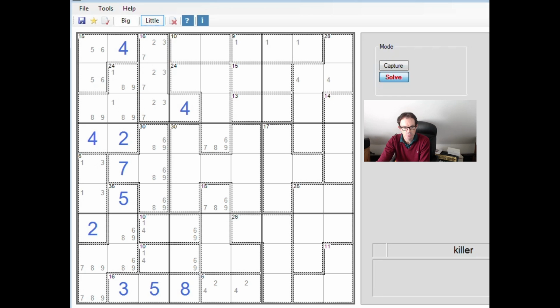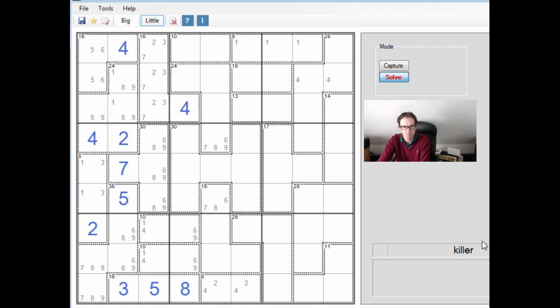Now, can we do any more? Can we restrict that any further? Yes, we can. This can't be a 9, because if this was a 9, these three cells would have to add to 6. They would have to be 1, 2, and 3, which would clash with this arrangement here.